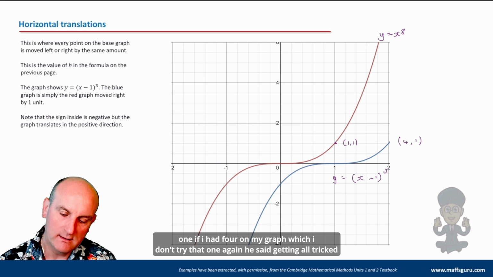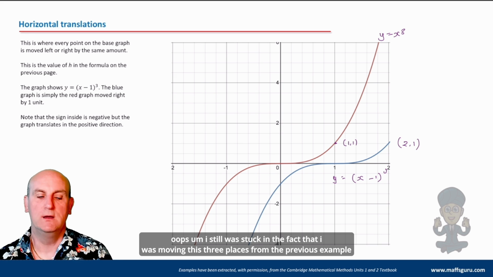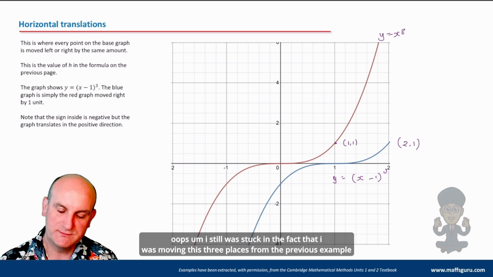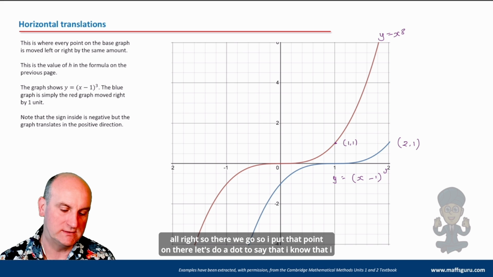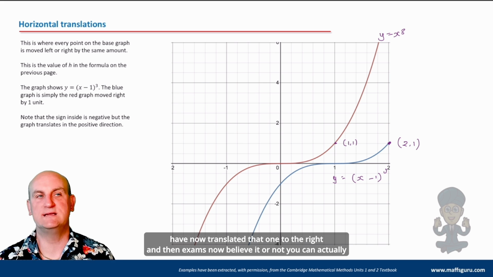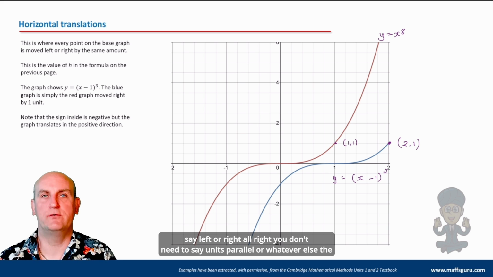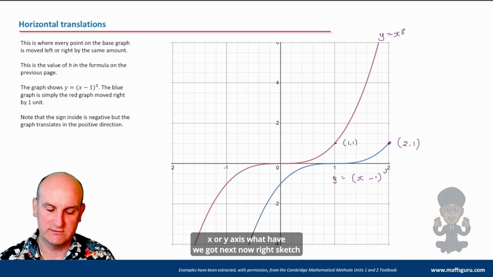Try that one again. He said, getting all tricked onto that one. It's not. I do actually have that point on the graph. It is in fact 2, 1. Oops. I still was stuck in the fact that I was moving this 3 places from the previous example. All right, so there we go. So I put that point on there. Let's do a dot to say that I know that I have now translated that 1 to the right. And in exams now, believe it or not, you can actually say left or right, all right? You don't need to say units parallel or whatever else, the x or y axis.